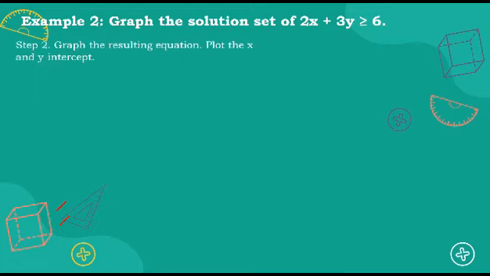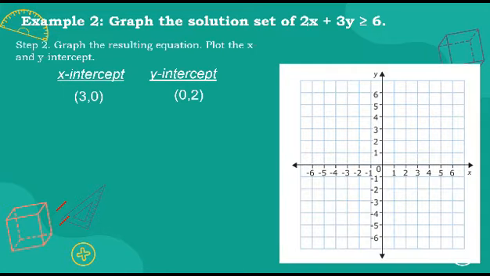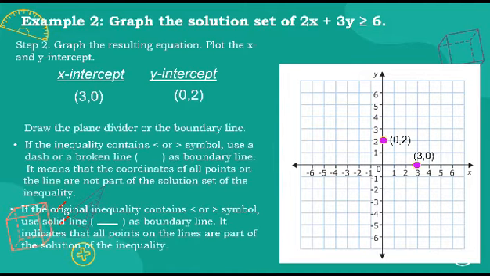For step 2, graph the resulting equation. Plot the x- and y-intercepts. The x-intercept is (3, 0). The y-intercept is (0, 2). Given the Cartesian plane, plot (3, 0) and (0, 2). Now, draw the plane divider or the boundary line.